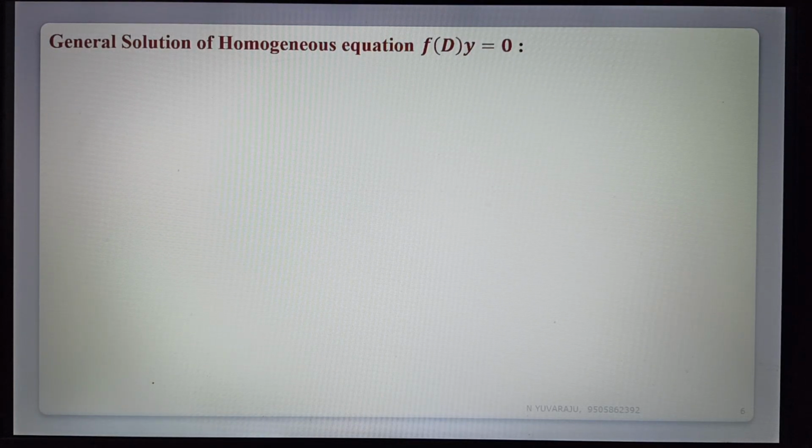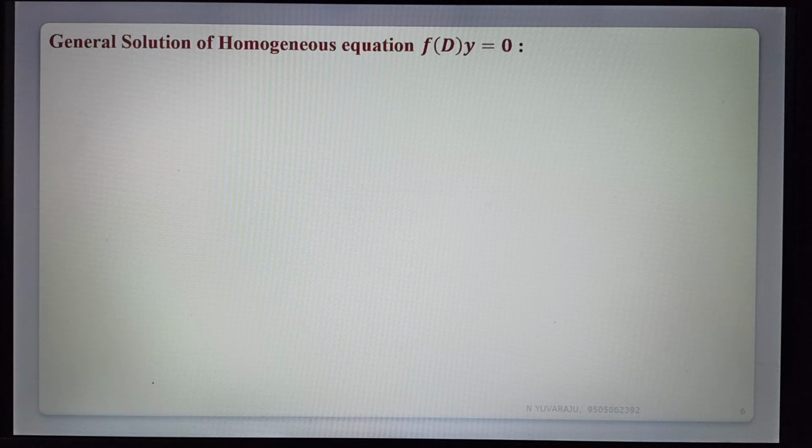Hi students, today we are learning the topic: general solution of higher order ordinary linear differential equations. Higher order differential equations are of two types: non-homogeneous equations and homogeneous equations.